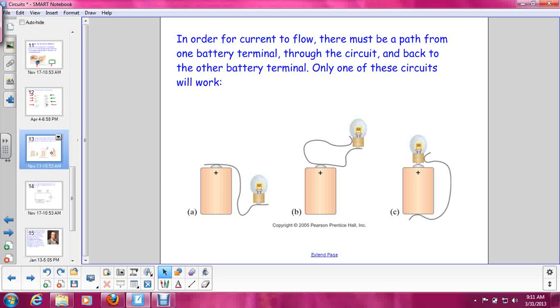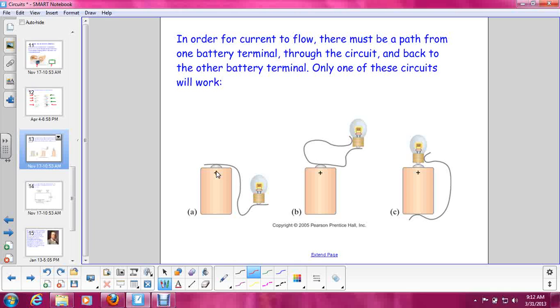In order to get current to flow, there needs to be a closed circuit. And that means a path from one battery terminal through the circuit, the wire, and whatever else it's hooked up to, and back to the other battery terminal. Now, only one of these is a closed circuit. Let's see which one.